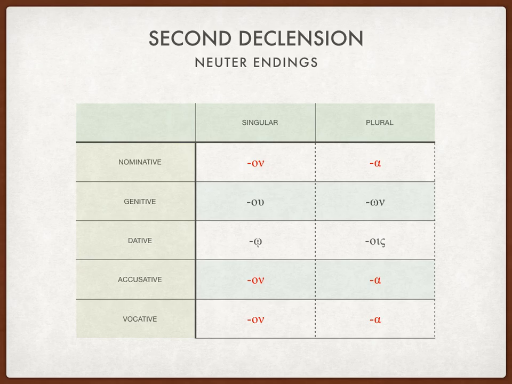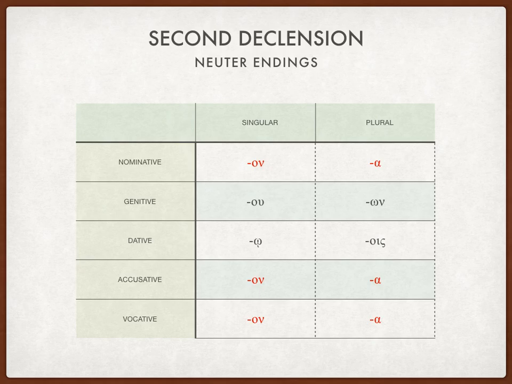But for the purposes of filling a chart like this out, it's great news for you guys because there's not much to remember. You know that the nominative and the accusative are always the same. So here are the endings. If a neuter noun is my subject in the nominative case, it's going to have the ending on. Genitive is the same as the masculine. It's ou, of that thing.